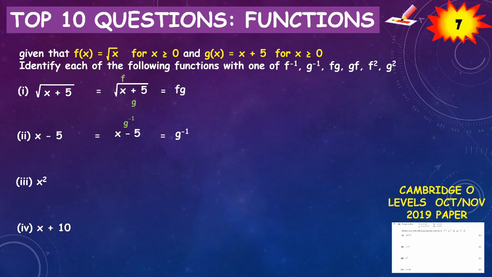The third question is x squared. Again, we know that square is actually the opposite of square root. So therefore, the answer for this question is f inverse.